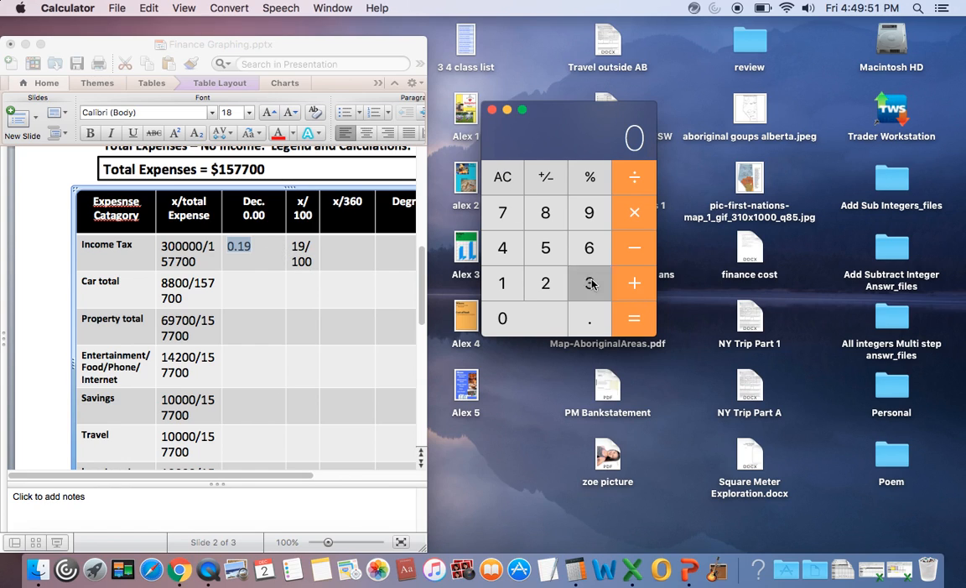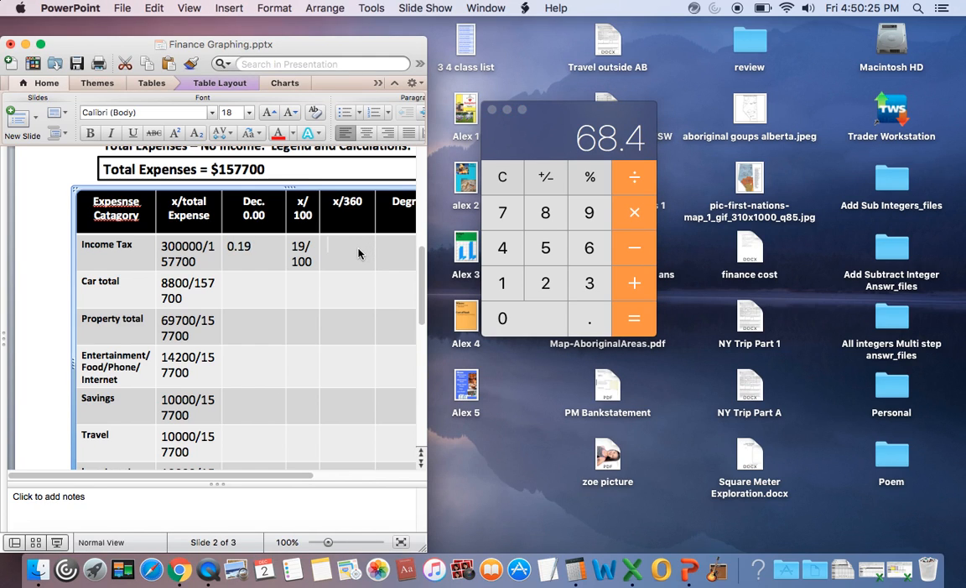Now, we want to do that out of 360, because how many degrees are in a circle? Yeah, you do. 360. So I went 360. Let's do that one more time. I get 360, not 69. Clear. 360 times 0.19. I get 68.4. So we're going to round that to the nearest whole number, which is the number to the left of the decimal. It's going to be 68.